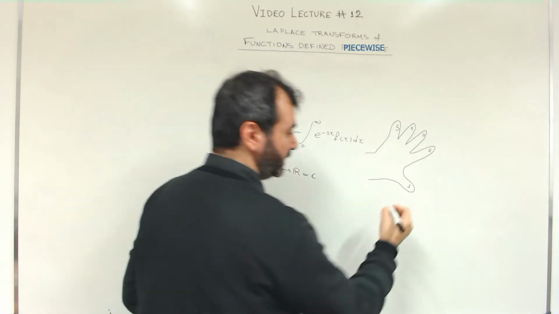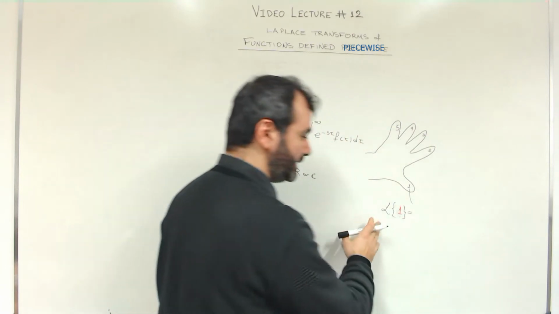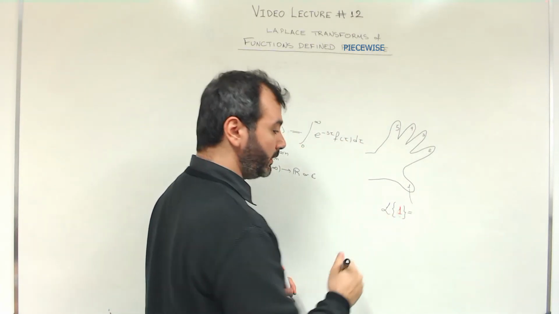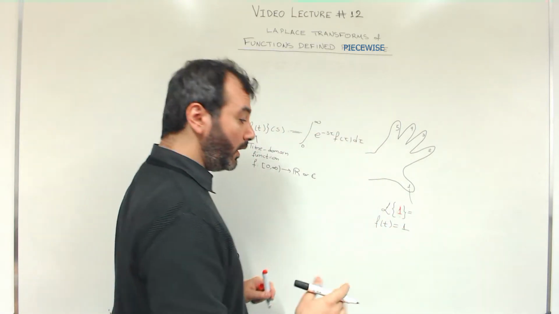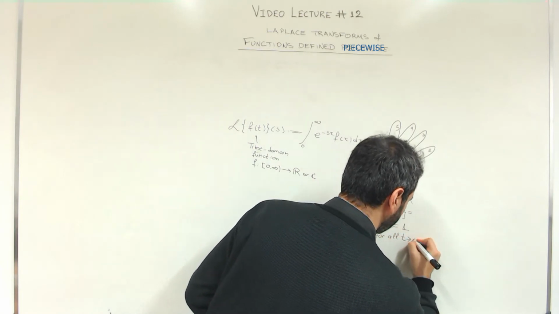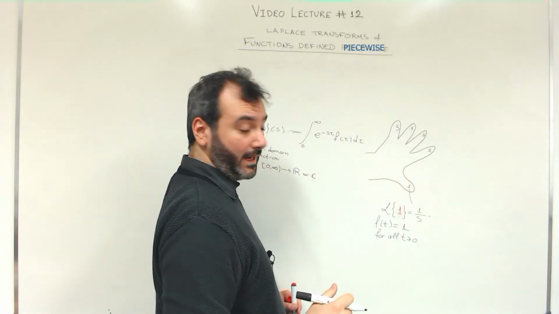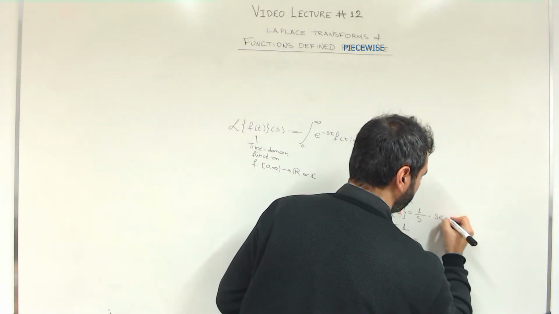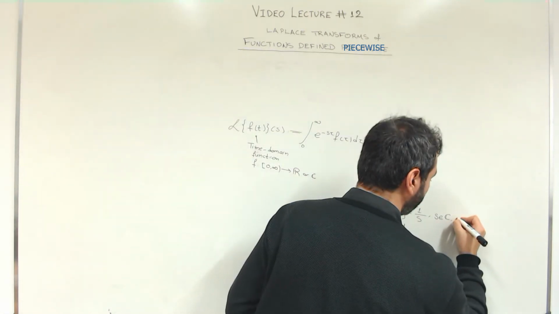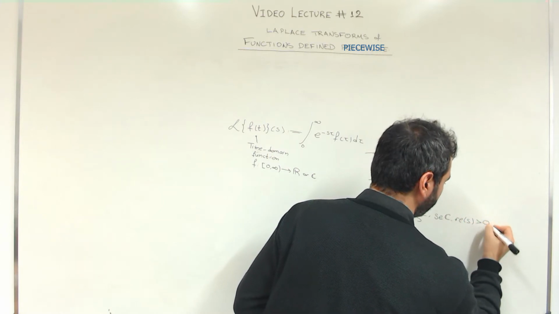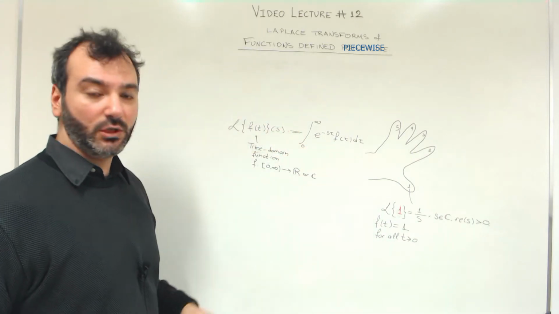So 5 functions. Number 1 is the Laplace transform of 1. This means f of t is equal to 1, and we found this to be 1 over s, and this is defined for all s which are complex numbers, and the real part of these complex numbers is required to be positive. If it is not positive, then this integral is not well defined.